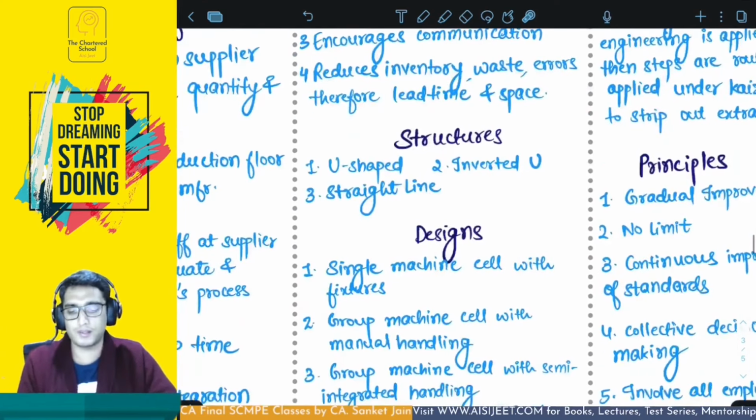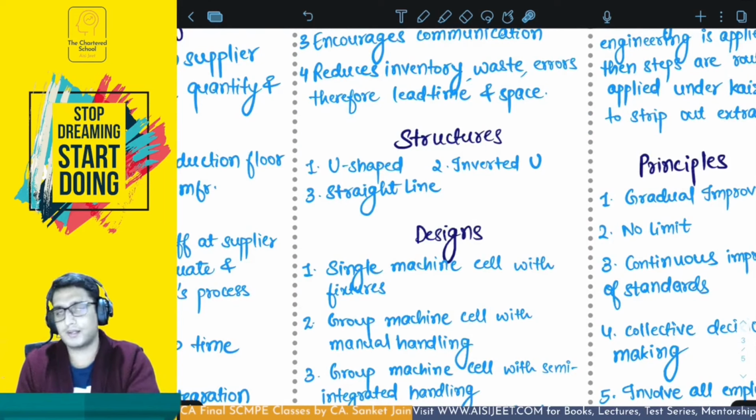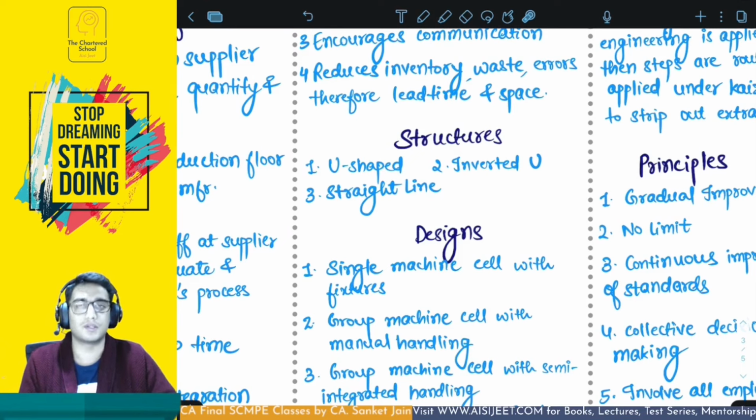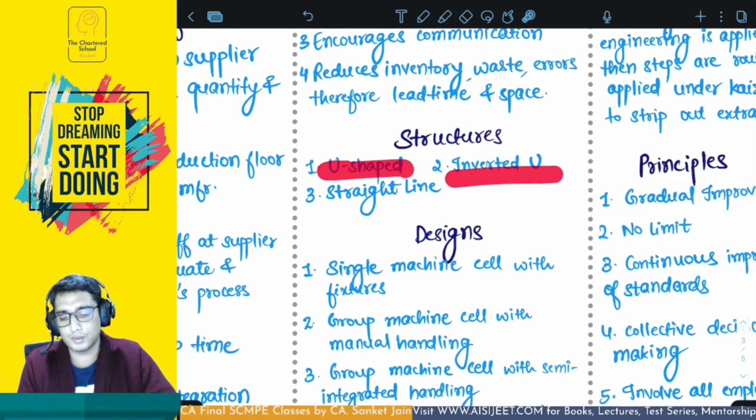Now there are three structures which have been talked about in the material given by ICI. They have not discussed them, but they've just used the terms in one of their answers. So I'm going to quickly explain the structures. One is U-shaped, second is inverted U, third is straight line.